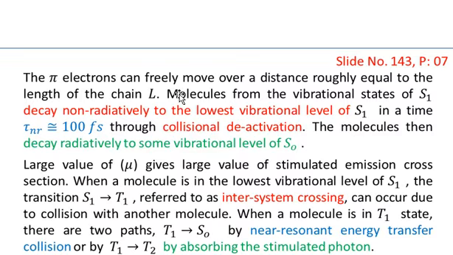Okay, the electrons can freely move over a distance roughly equal to the length of the chain L. Molecules from the vibrational states of S1 decay non-radiatively to the lowest vibrational level of S1 in a time tau nr, which is the non-radiative decay time or lifetime, which is of the order of 100 femtosecond through collisional deactivation. The molecules then decay radiatively to some vibrational level of S naught.